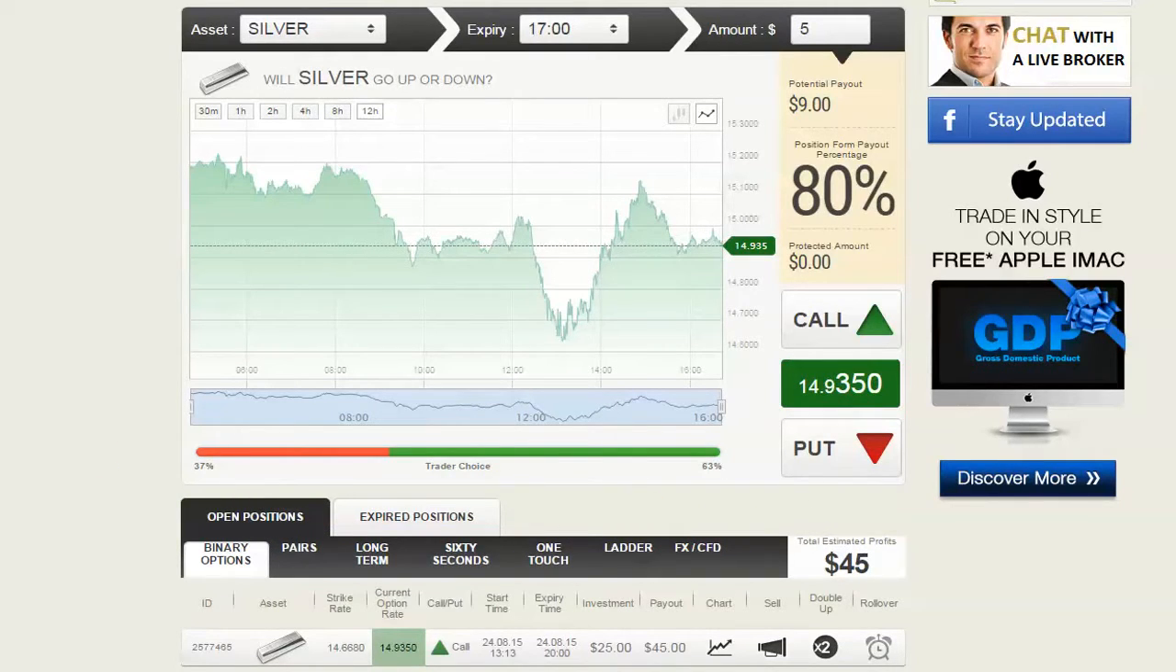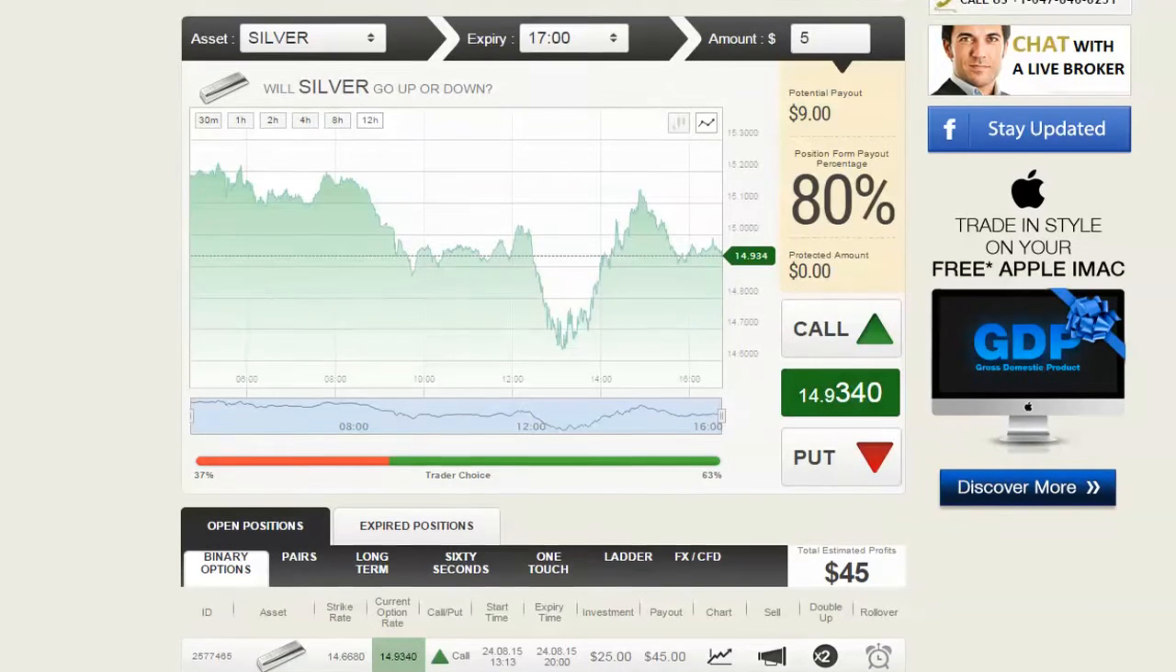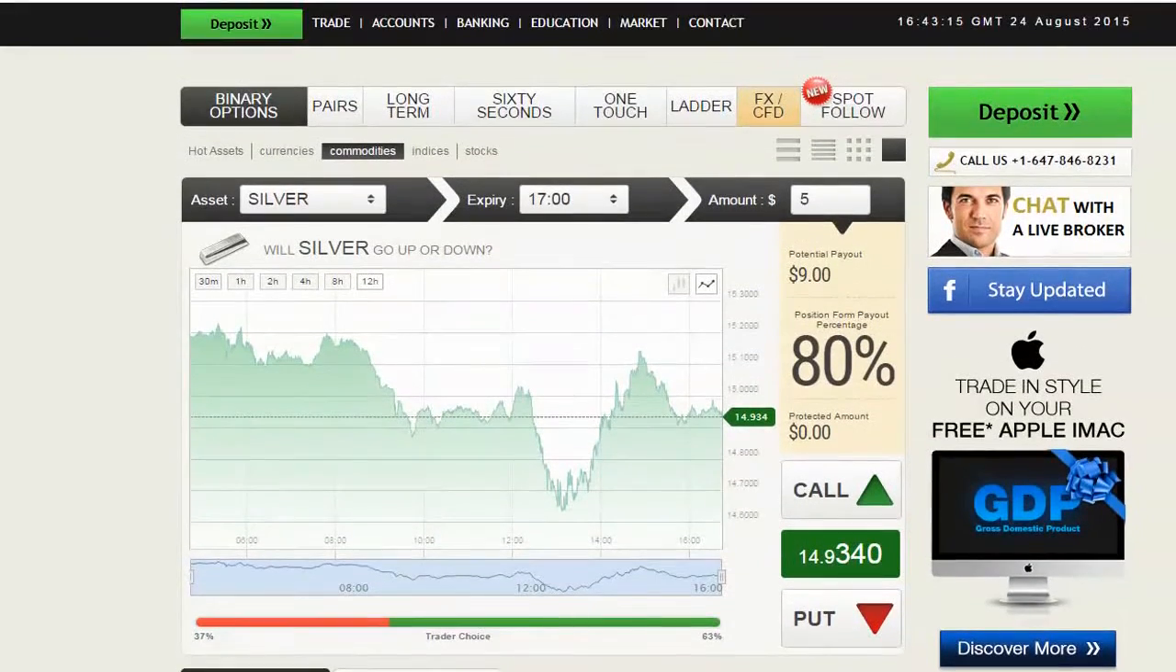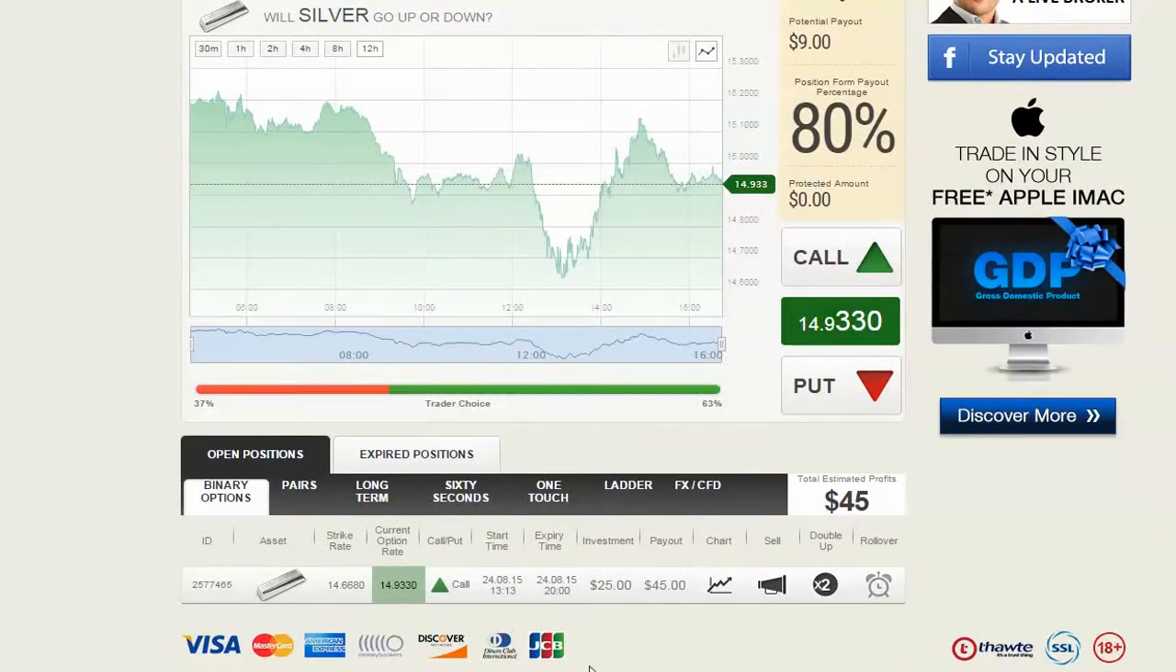And a couple of hours ago, 1313 hours to be exact. Right now it's 1643. At 1313 hours I took a trade for a call for the end of day because silver had dropped down to $14.668, and now it's up to $14.932. So it was down somewhere in there when I caught it.